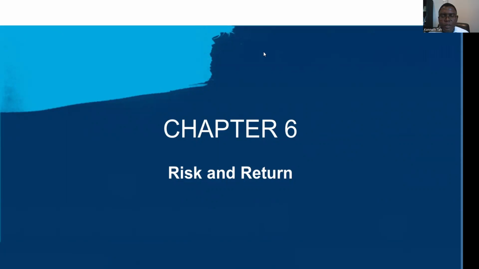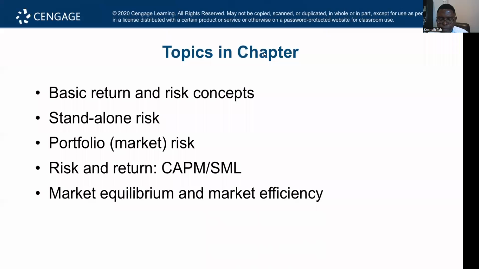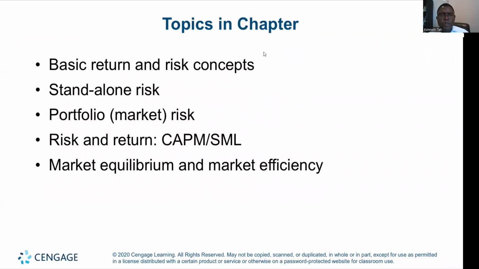Today we are going to consider Chapter 6, which is risk and return. Companies are usually concerned with risk and return. They'll always want to minimize risk and maximize return. In this chapter, we are going to talk about the basic return and risk concepts.